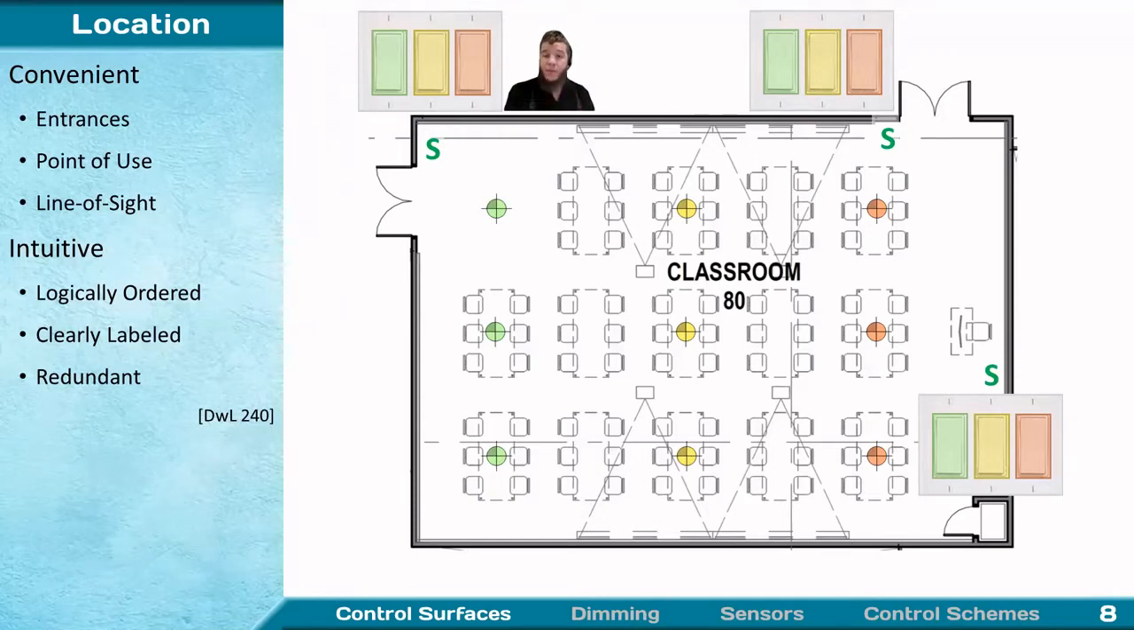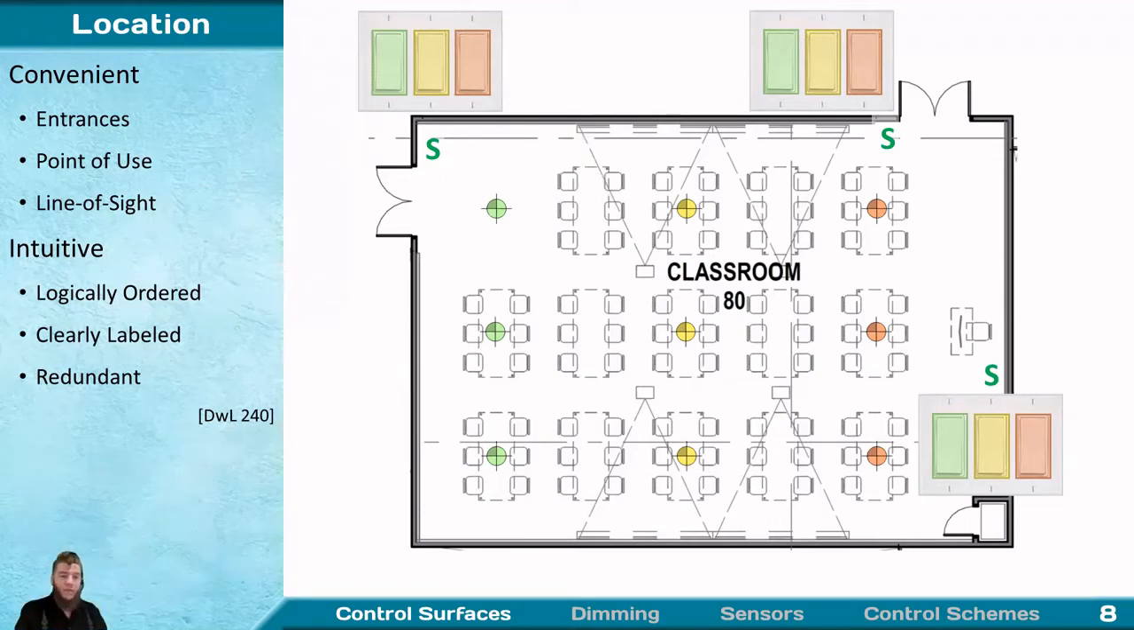So if you have this on, say, this north wall right here, and you have from west to east, the green zone, yellow zone, orange zone, then those switches also need to correspond to those zones in the same order. So logically ordering your controls is an important part of making that system intuitive. Clear labeling, also an important part of making things intuitive.